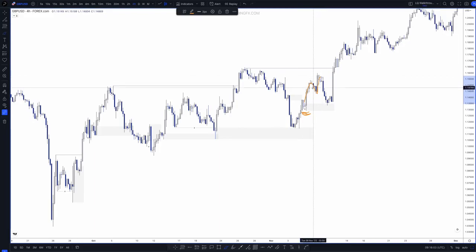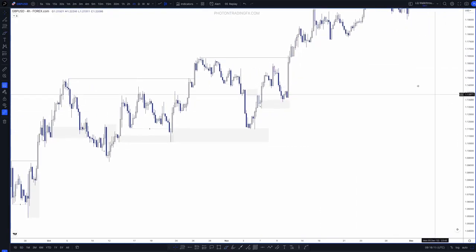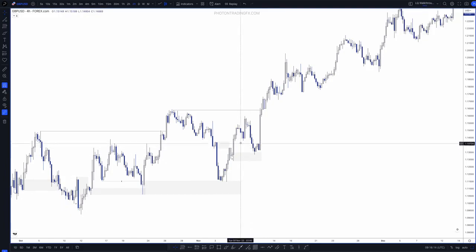And then again, what happens? Entices early buyers into the market. They get liquidated. And then we come into that last level there and then we go. Okay. So this is somewhat of a sweep POI. Again, it's a little bit far away. It's kind of what I was saying, right?